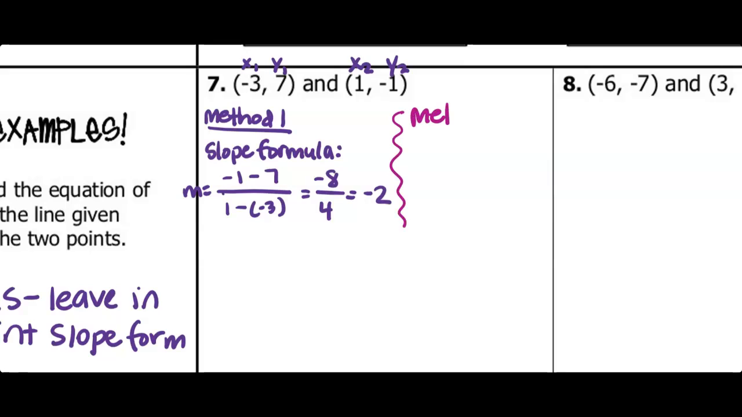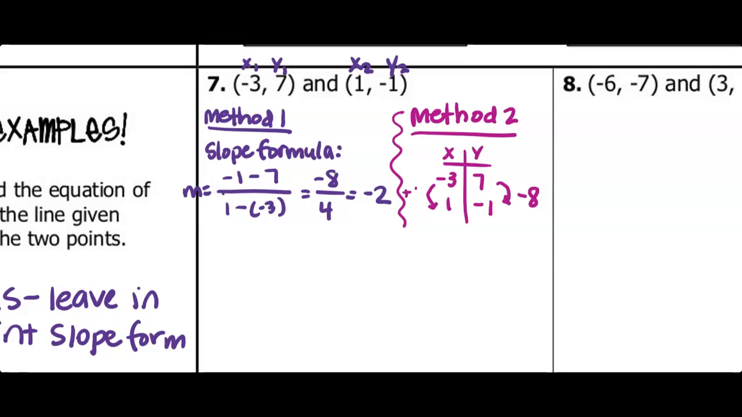Method 2 is to make a table and then look at your change. So here's x, here's y. I'm just going to put my points into my table. And then I see how it's changing. From 7 to negative 1, I am minusing 8. From negative 3 to positive 1, I am adding 4. Then I'm just going to do my change in y over my change in x. So my slope will be negative 8 over 4, which, as you can see, is the same as what we did in method 1, to then simplify to be negative 2.